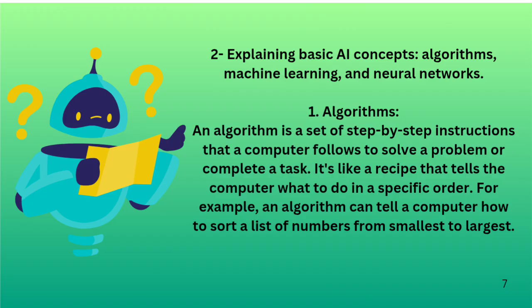2. Explaining basic AI concepts. Algorithms, machine learning, and neural networks. 1. Algorithms. An algorithm is a set of step-by-step instructions that a computer follows to solve a problem or complete a task. It's like a recipe that tells the computer what to do in a specific order. For example, an algorithm can tell a computer how to sort a list of numbers from smallest to largest.